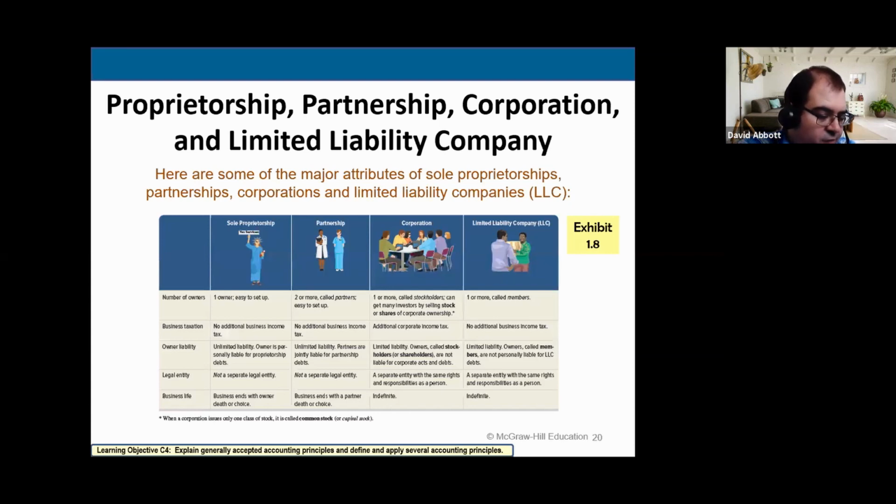A separate legal status means that a corporation can conduct business with the rights, duties, and responsibilities of a person. A corporation acts through its managers, who are its legal agents. Separate legal status also means that its owners, called shareholders or stockholders, are not legally liable for corporate acts and debts. So you'll see a lot of times, like Merced College, it would be a corporation.